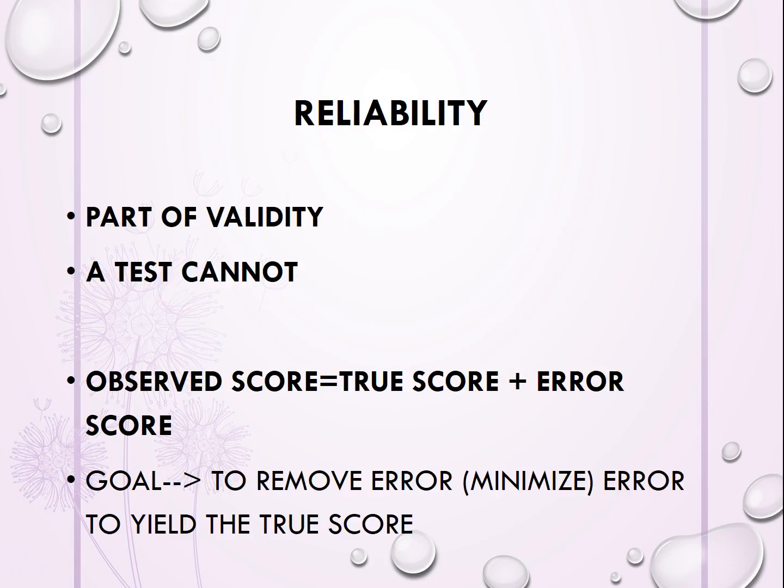Observed score equals true score plus error score. Reliability is part of validity. It pertains to the consistency, or repeatability, of a measure. A test cannot be considered valid if it is not reliable. In other words, if you cannot depend on successive trials to yield the same results, then the test cannot be trusted. A test score obtained by an individual is the observed score.